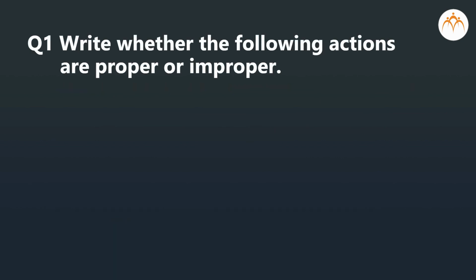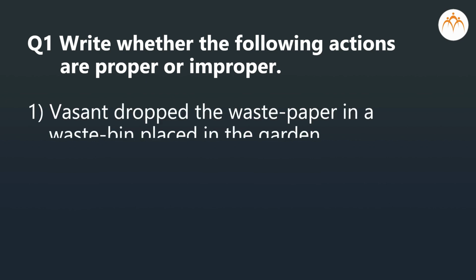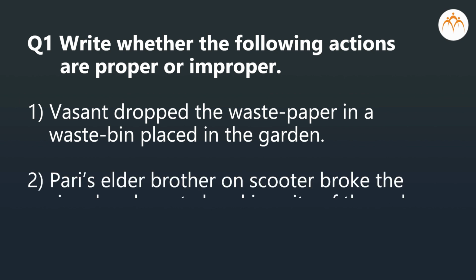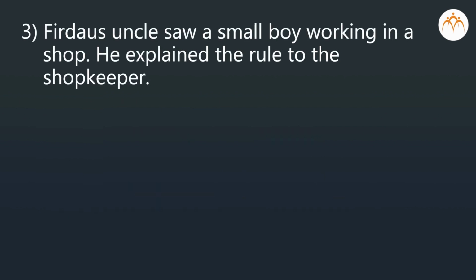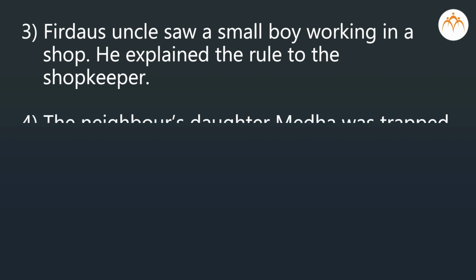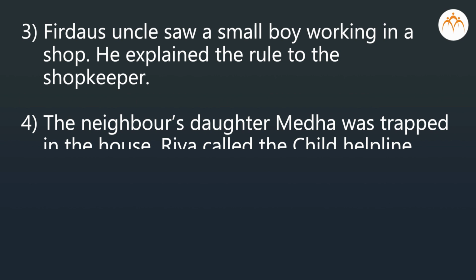Exercise. Write whether the following actions are proper or improper. Vasant dropped the waste paper in a waste bin placed in the garden. Pari's elder brother on scooter broke the signal and went ahead in spite of the red light. Firdos' uncle saw a small boy working in a shop. He explained the rule to the shopkeeper. The neighbor's daughter Medha was trapped in the house. Ria called the child helpline.